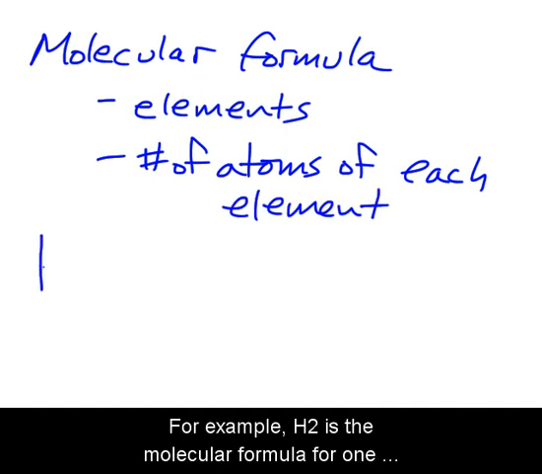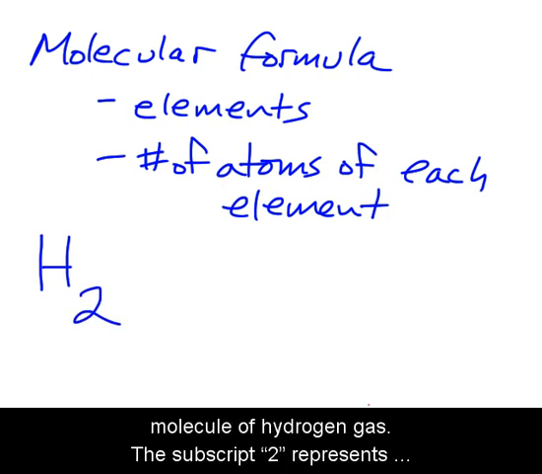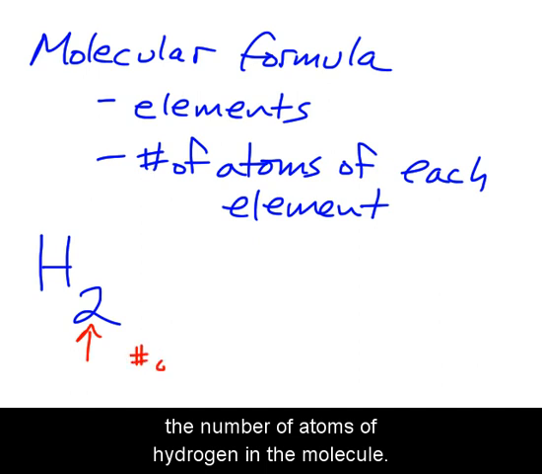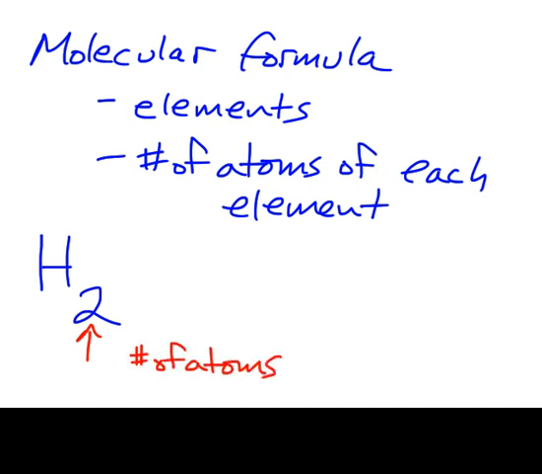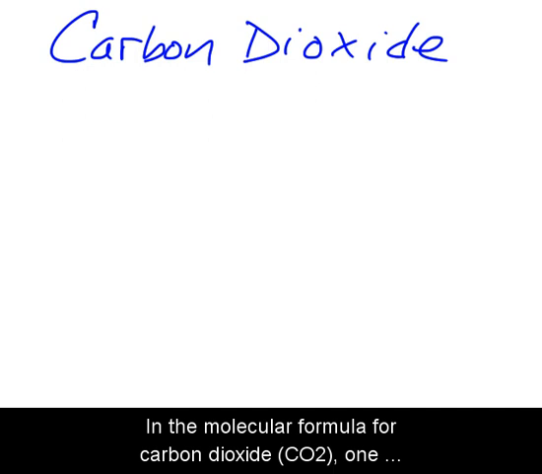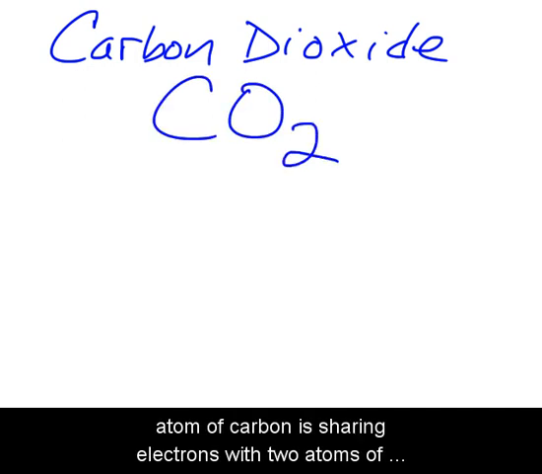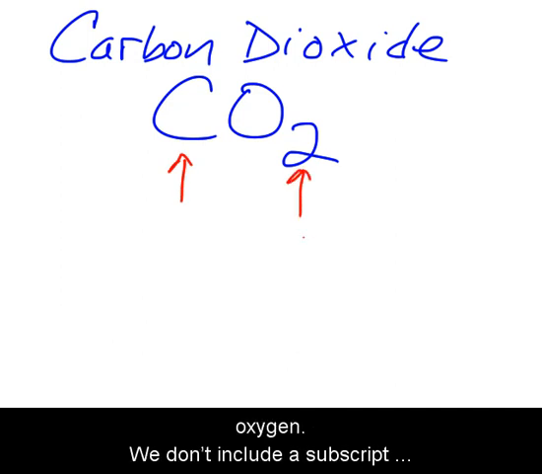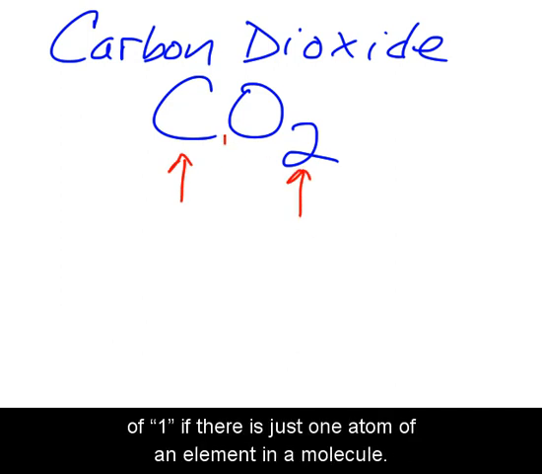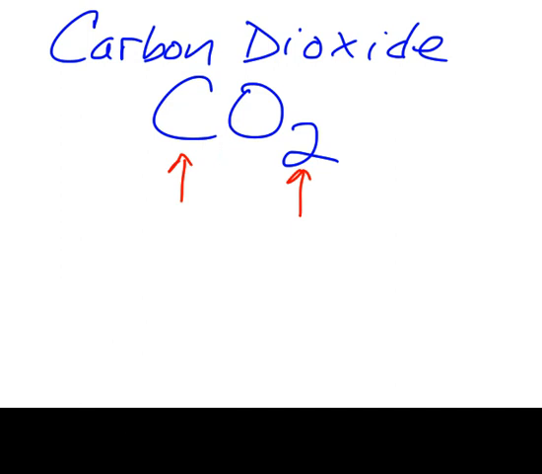For example, H2 is the molecular formula for one molecule of hydrogen gas. The subscript 2 represents the number of atoms of hydrogen in the molecule. In the molecular formula for carbon dioxide, CO2, one atom of carbon is sharing electrons with two atoms of oxygen. We don't include a subscript of 1 if there is just one atom of an element in a molecule.